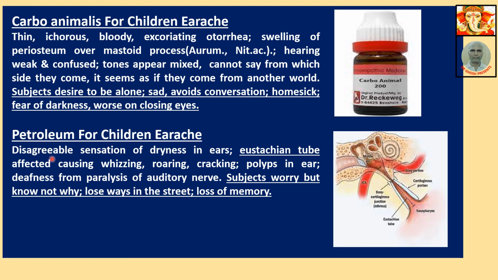Petroleum for children's earache. Disagreeable sensation of dryness in ears. Eustachian tube affected, causing wheezing, roaring, cracking sound. This is the Eustachian tube. This is the throat and this is the middle ear. The interconnecting tube is called the Eustachian tube or auditory canal. Polyps in ears, deafness from paralysis of auditory nerves. Subjects worry but know not why. Lose way in street. Loss of memory. These are the general symptoms of the Petroleum person.